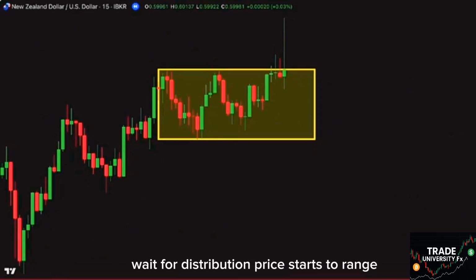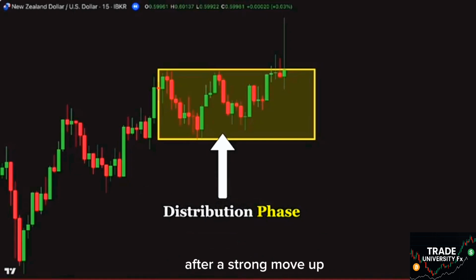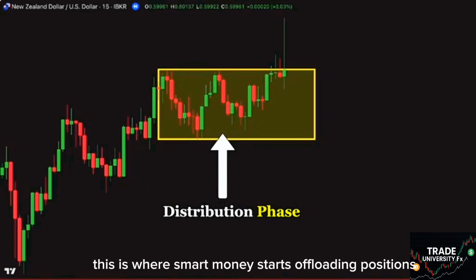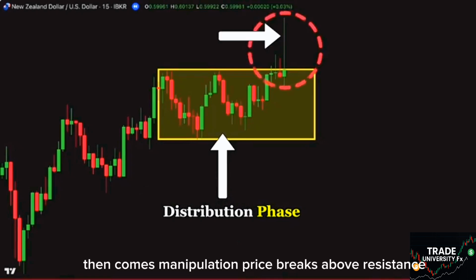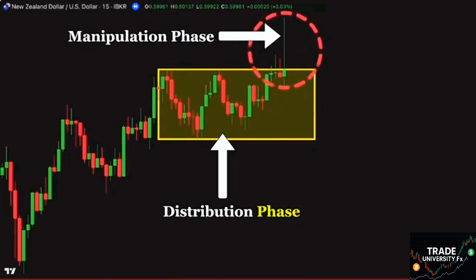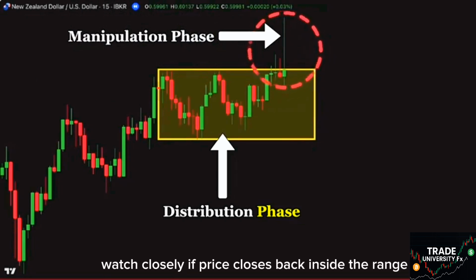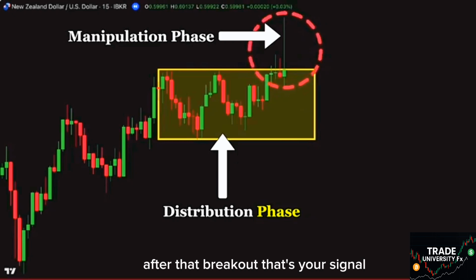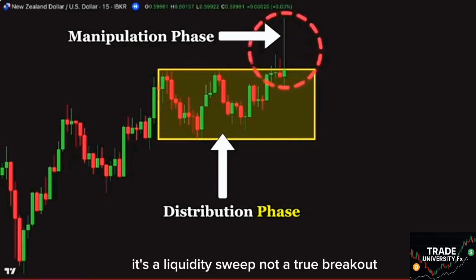Wait for distribution. Price starts to range. After a strong move up, this is where smart money starts offloading positions. Then comes manipulation. Price breaks above resistance, triggering breakout buys and stop losses from sellers. Watch closely if price closes back inside the range after that breakout. That's your signal. It's a liquidity sweep, not a true breakout.